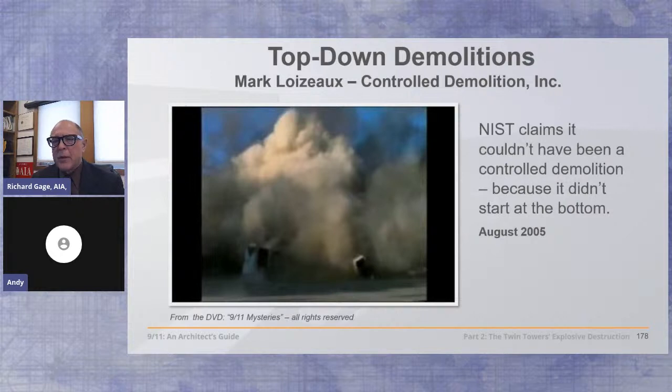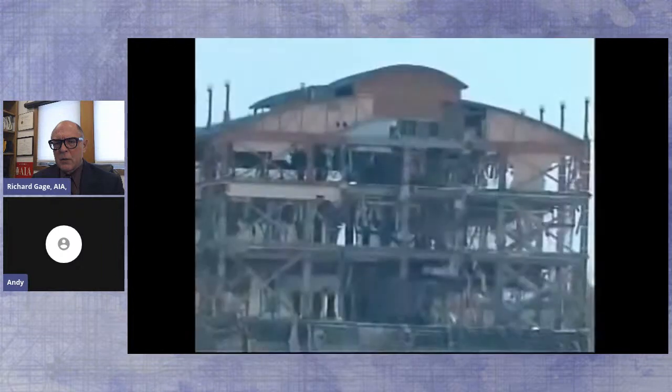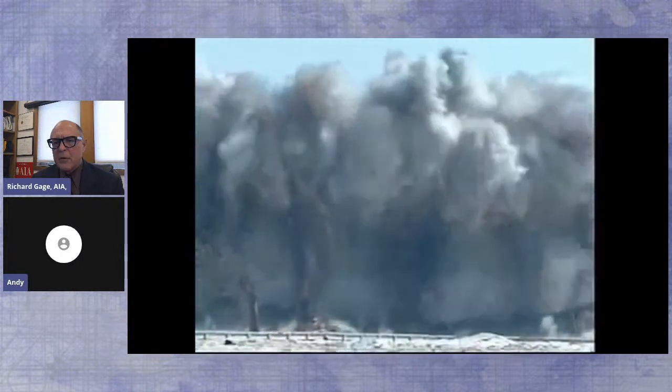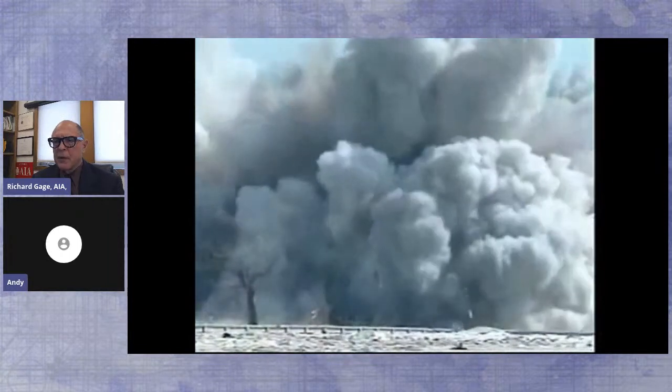NIST says, well, it couldn't have been a controlled demolition. It didn't start at the bottom. Well, let's listen to expert Mark Loiseau. You can go almost anywhere in the structure, and given the right circumstances, you can release all of that stored energy, converting into what is called kinetic energy. That's energy in motion, and that's what brings the building down. There's a top-down controlled demolition right there.